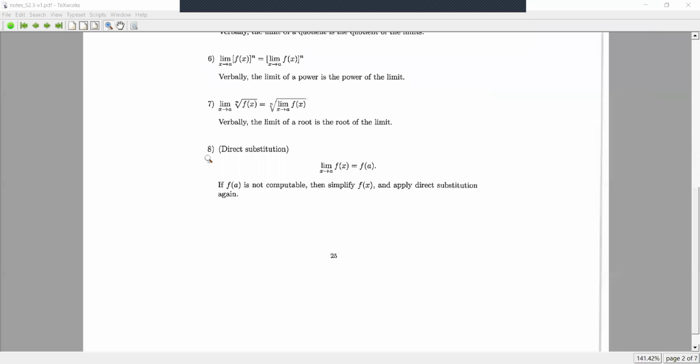Here is law number 8, direct substitution. This law says that to compute a limit, we just need to plug in the point a in x. That is, the limit is equal to the function value at the point a. In some cases, the function value at the point a is not defined or not computable. In that case, we need to simplify the function, then apply direct substitution again.